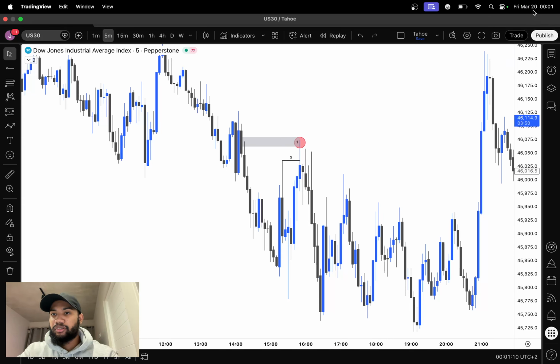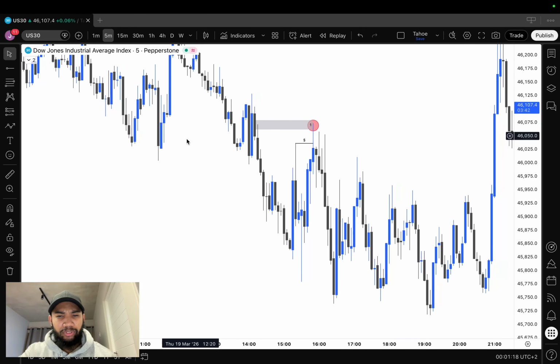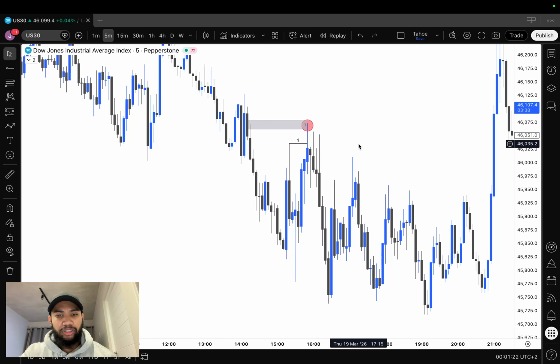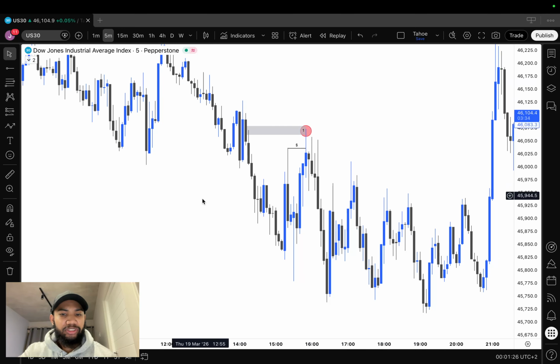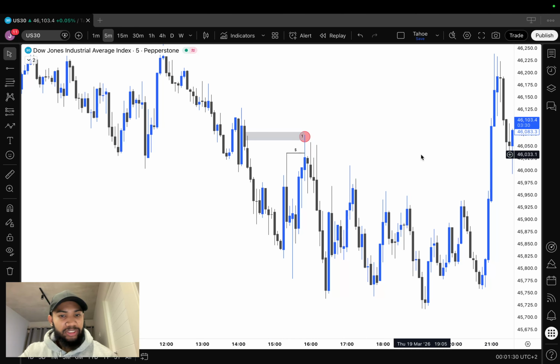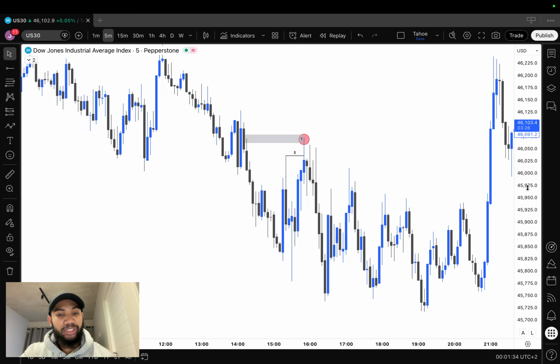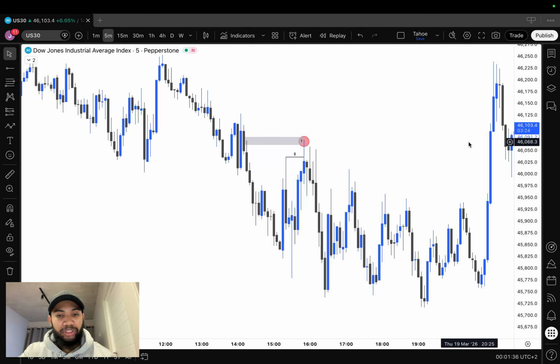So, yesterday's date was the 19th of March, Thursday. Of course, we will be dissecting this move over here on the US30, but this is a very good example of how institutions trap traders, whether it be convincing them to get in a trade by creating inducement, and of course, timing, which is extremely important.